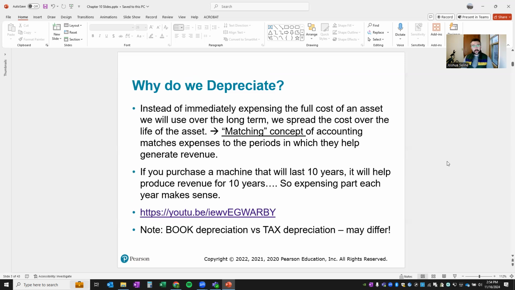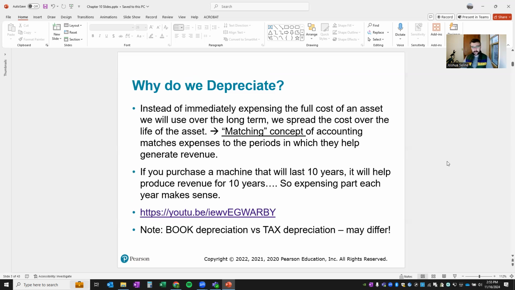Okay, so why do we depreciate? Instead of immediately expensing the full cost of an asset we will use over the long term, we spread the cost over the life of the asset. The matching concept of accounting matches expenses to the periods in which they will help generate revenue. If you purchase a machine that will last 10 years, it will produce revenue for 10 years, so expensing part each year makes sense.